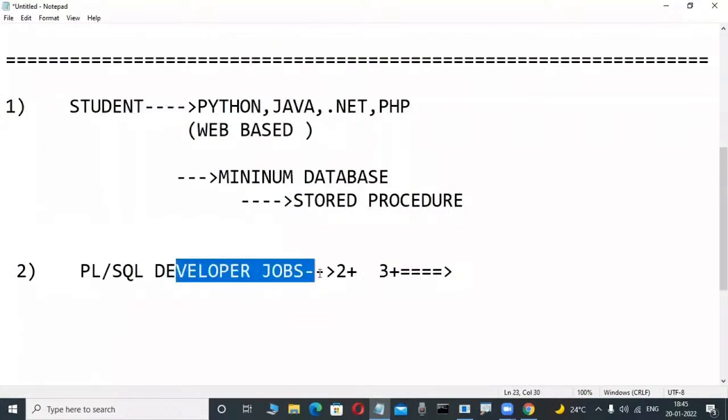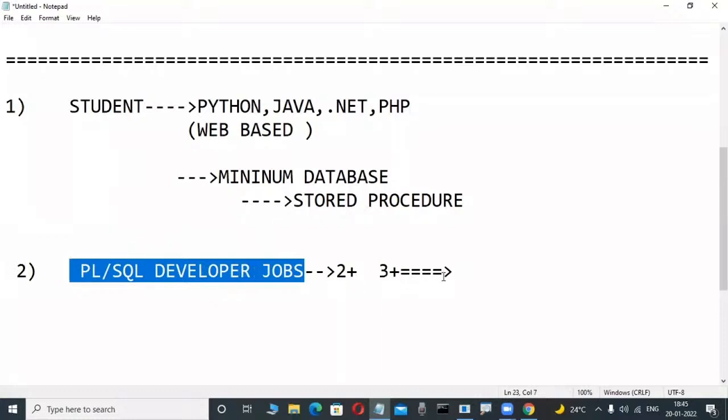So many fellows are learning this course from me. Actually, I'm a senior PLSQL developer, that's why I have in-depth knowledge. I'm telling only about PLSQL. These persons are struggling, maybe only in job searching. In PLSQL, they are learning thoroughly from me.